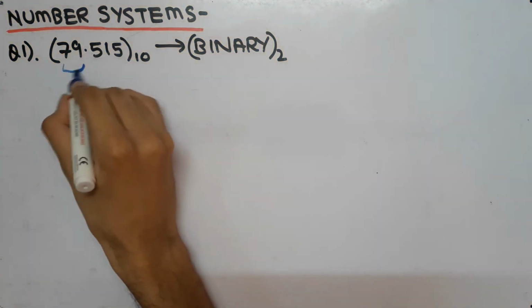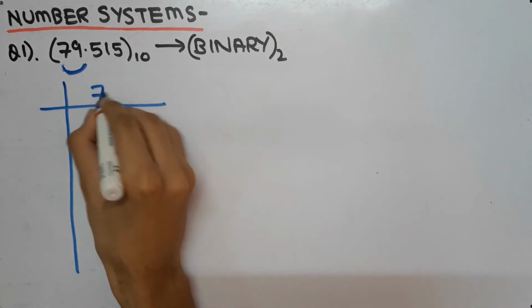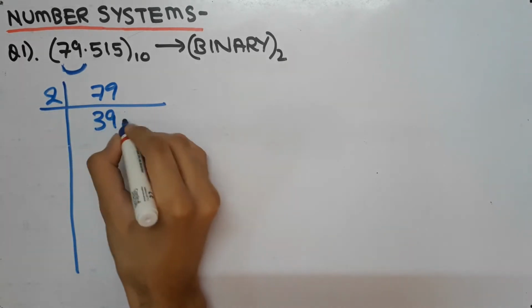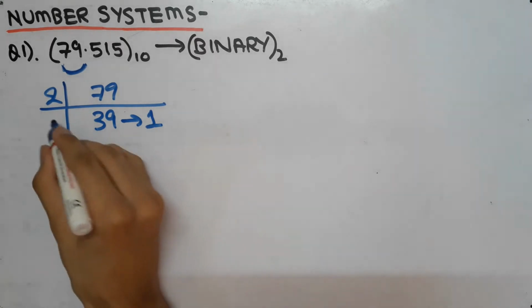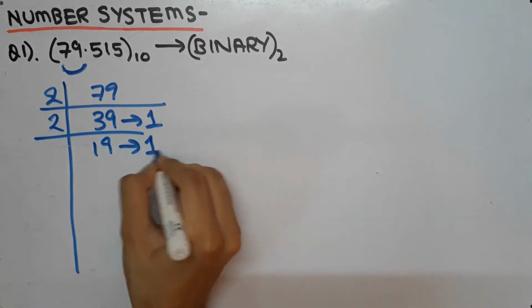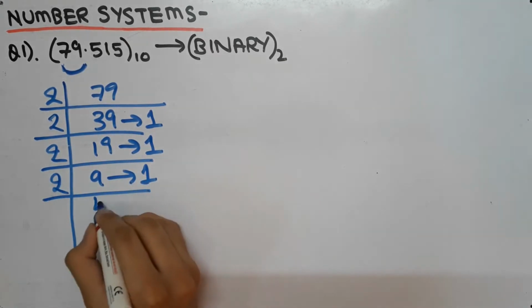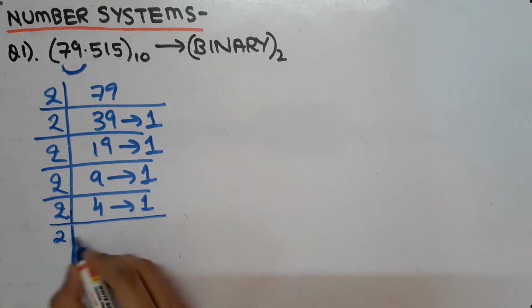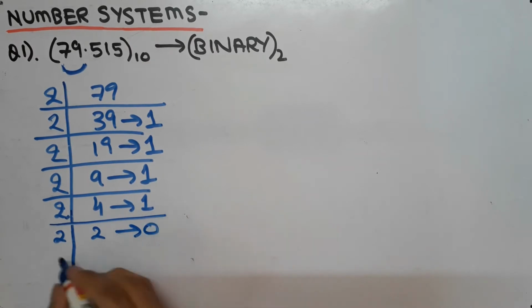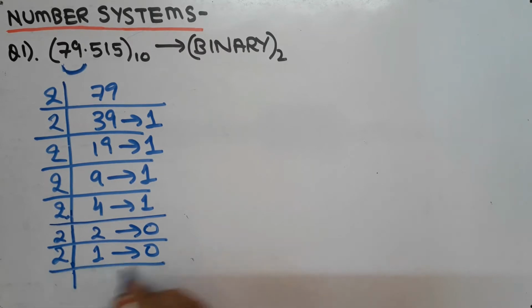So first of all, we are going to take this integral part and divide it by 2. That is, on doing that you will get the quotient as 1. Then we will keep on dividing all the quotients by 2 and get the remainders. That is, we will get 0 over here, then we will divide it by 1, and lastly we will get the remainder as 1.